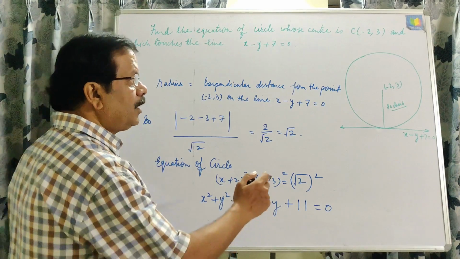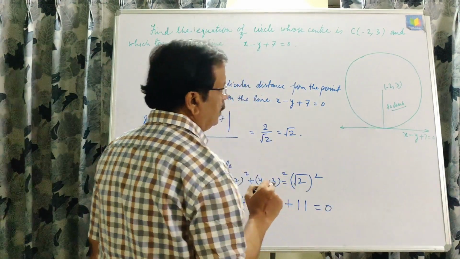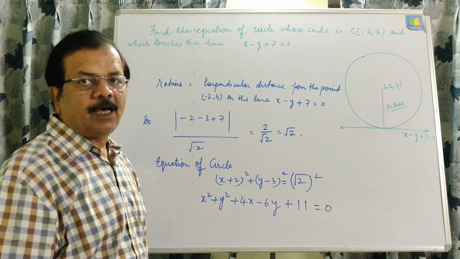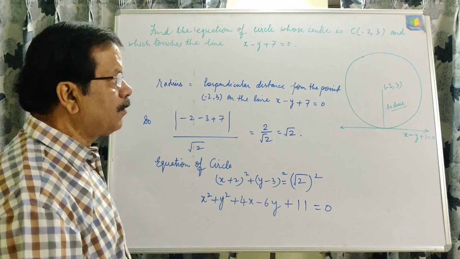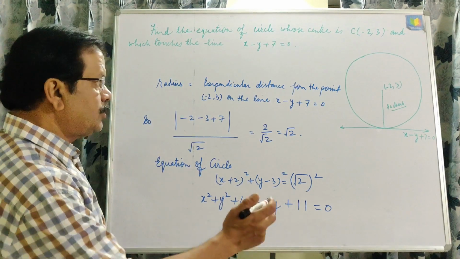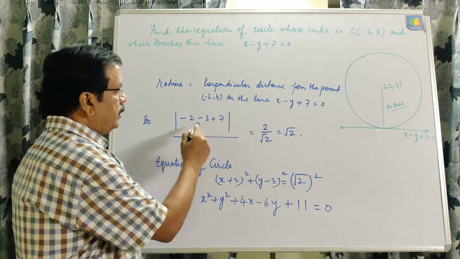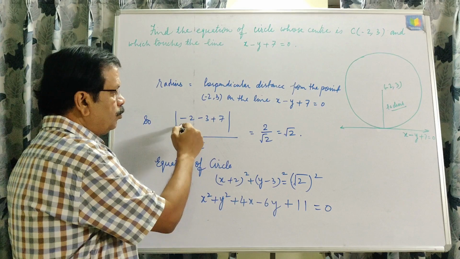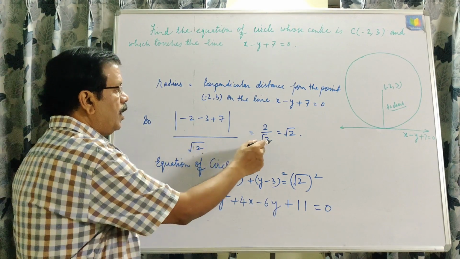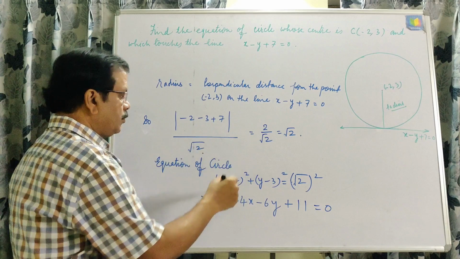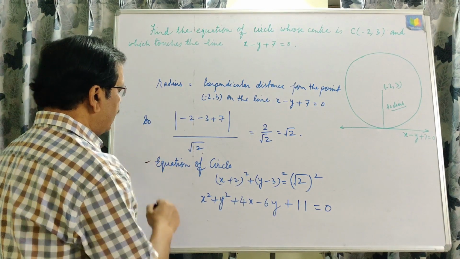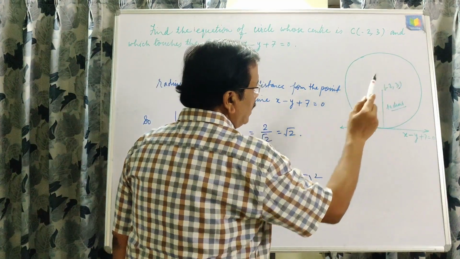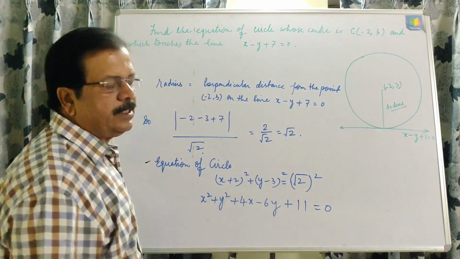And so the perpendicular distance from the point to the line, we already studied this in detail in the video on straight lines, how to find the perpendicular distance from a point to a line. Using that, minus 2, then 3, and this is minus 3 plus 7 upon root a square plus b square, which means root 2 is equal to the radius. That is root 2, and this way we are getting the equation of the circle as x plus 2 whole square plus y minus 3 whole square is equal to radius square.